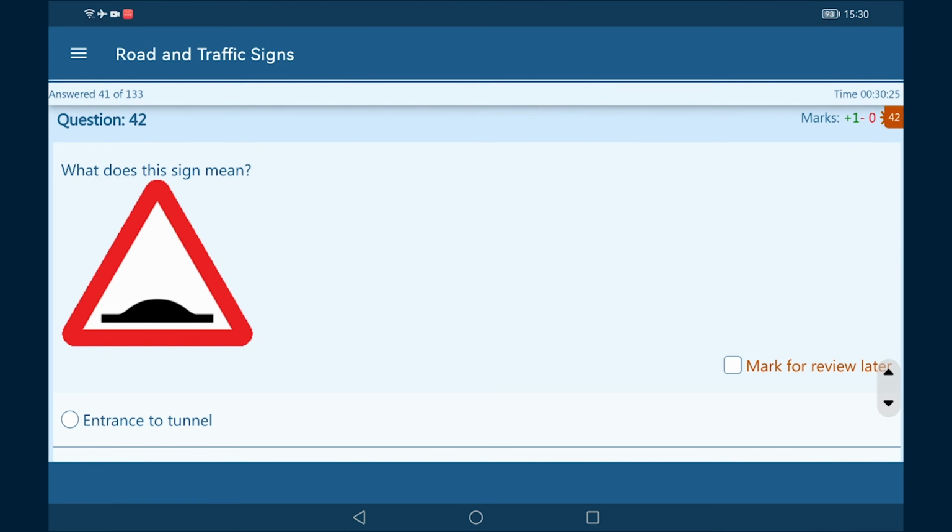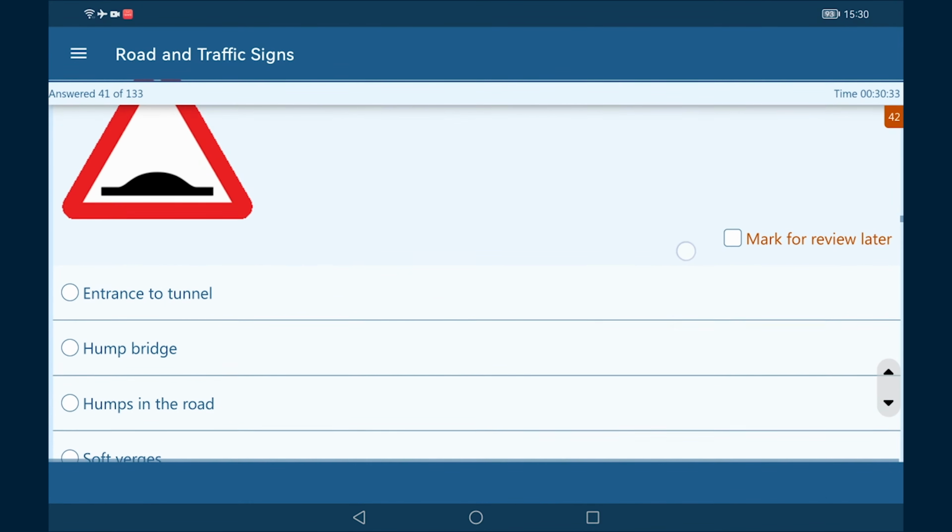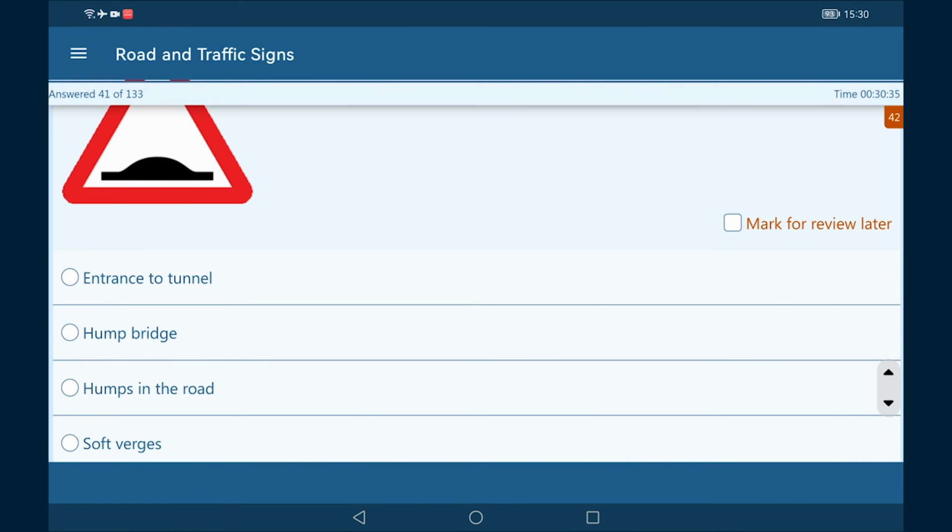Option 1, entrance to tunnel. Option 2, hump bridge. Option 3, humps in the road. Option 4, soft verges. The correct answer is option 3, that is, humps in the road.